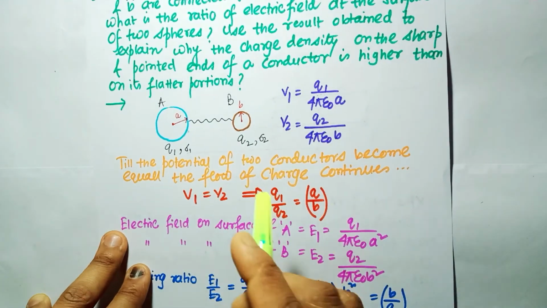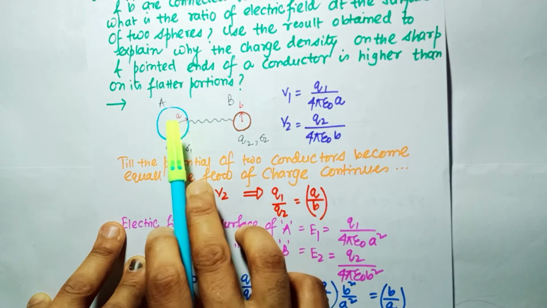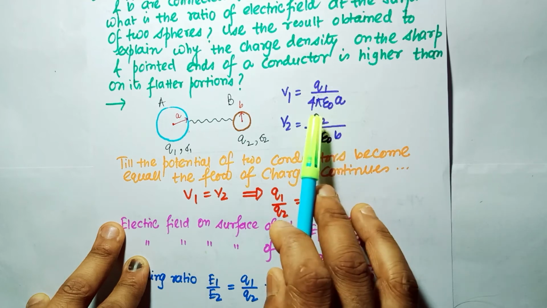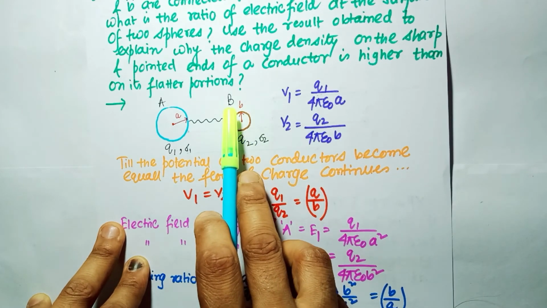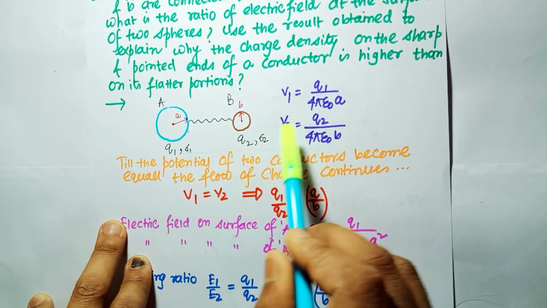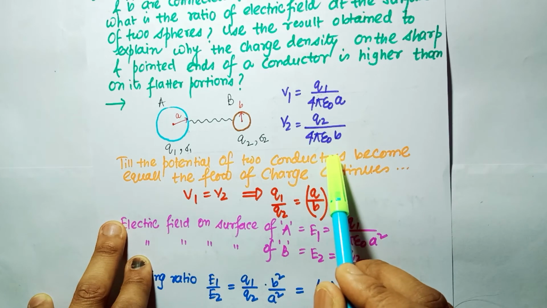So our discussion will begin like this. For sphere A, the potential at the surface will be V1 is equal to Q1 divided by 4 pi epsilon naught A. For sphere B, having the radius small b, the potential at the surface will be V2 is equal to Q2 divided by 4 pi epsilon naught B.